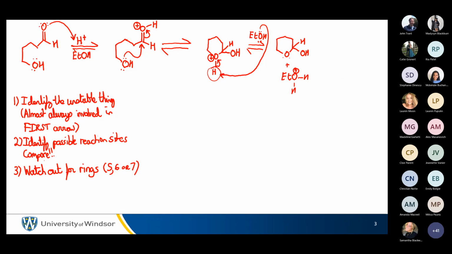Now, again, we're looking at what the most unstable thing is. The most unstable thing is this positively charged ethanol. We have here a hemiacetal. We talked about these last class. It's a case where you have two oxygens bonded to the same carbon. One is an ether, one is an alcohol. That is not a stable way to be.